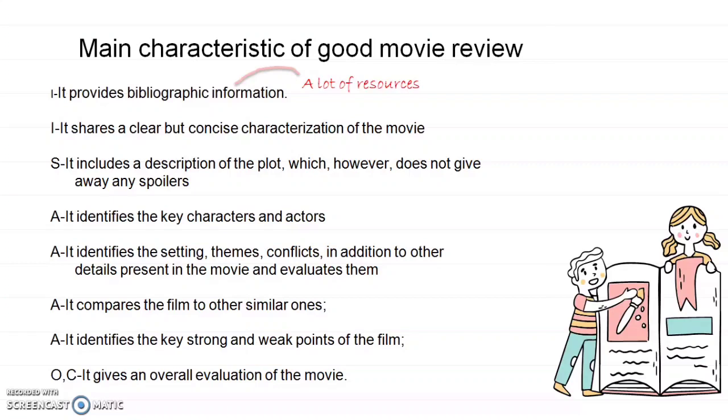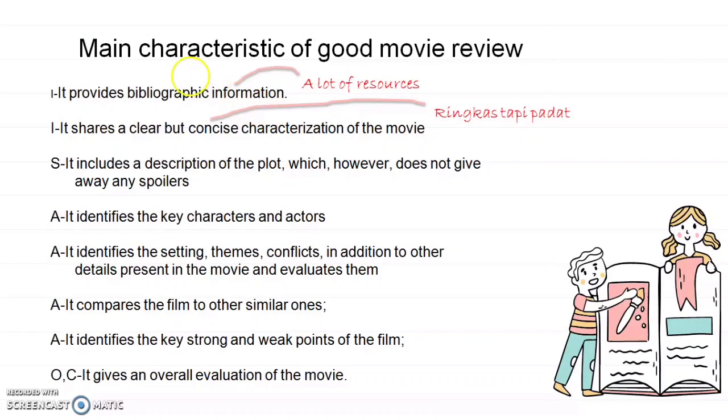Okay, next one, it shares a clear but concise characterization of the movie. So what is it? It's ringkas tapi padat. Okay, kamu cerita tu clear but concise characterizations of the movie. What you are writing on the movie, it's not too long. You don't drag it. Kamu tak tarik sangat dia. Okay, ringkas tapi padat, packed with information.